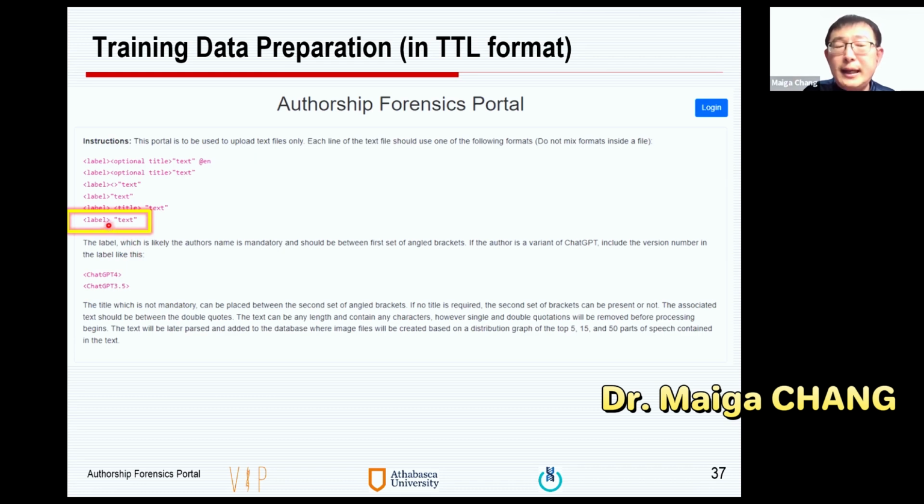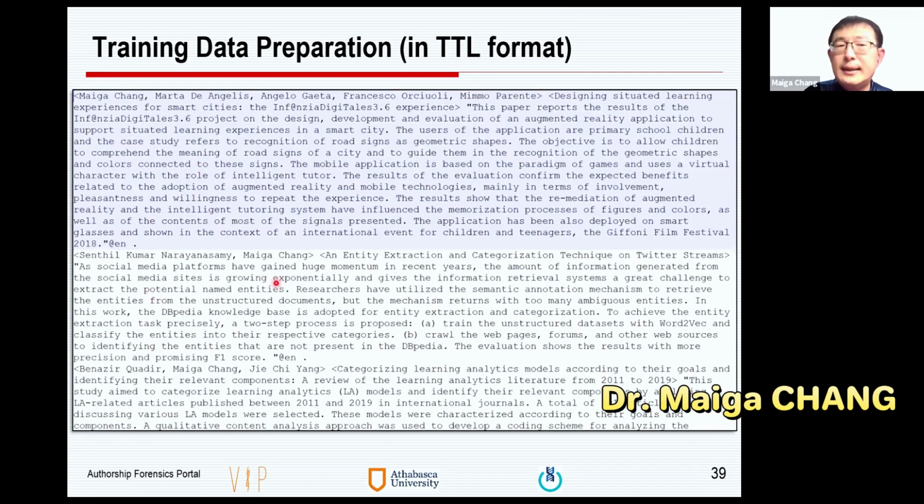And when you have a label, you can use, for example, ChatGPT 4, ChatGPT 3.5. So in that case, our system can know you wanted to specifically train for ChatGPT 4 and 3.5. So the data you have will look like this. As I say, the first one is author. The second one actually is the content. You can skip the title. You don't need a title.